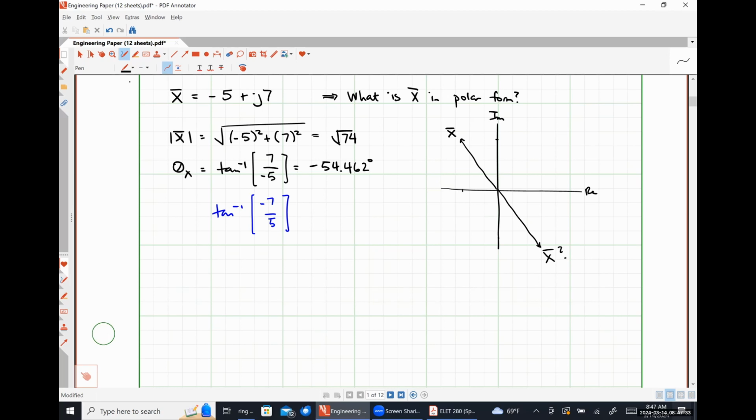For those of us with the TIs, we don't have to worry about changing our mode or anything like that at all. So I'm just going to type in -5 plus 7. To get my imaginary operator I just press the pi key 3 times. Shift the pi key brings up that complex menu, and then I just scroll down to option 4, which converts it into polar form. And I get 8.602, which is the square root of 74 with an angle of 125.538 and all that kind of good stuff.